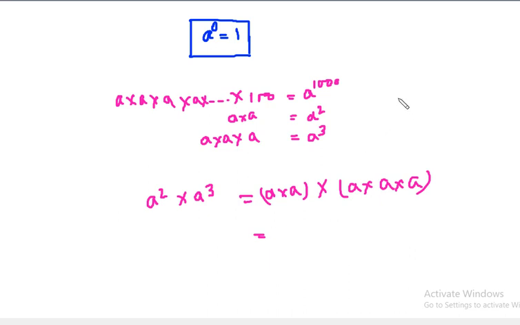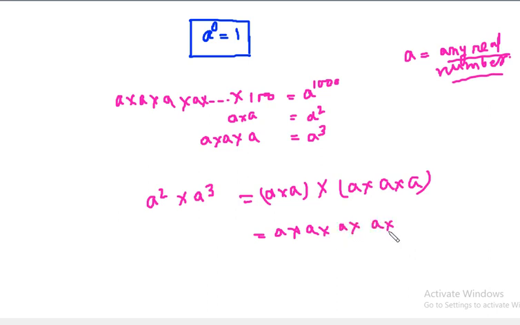And here a is any real number, okay, any real number. Since we are talking about real numbers, let us write any real number. And now in the case of real numbers, this parenthesis can be eliminated. It does not change anything. So now you see that a is multiplied 1 2 3 4 5 times.